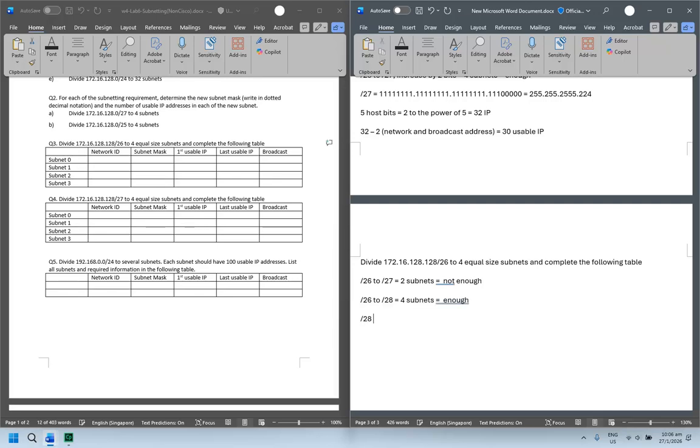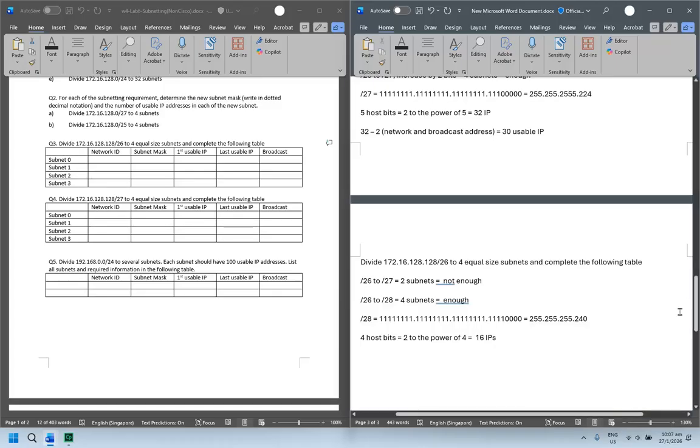So /28 will be equal to 8 ones, 8 ones, 8 ones, and 4 ones followed by 4 zeros. My new subnet mask will be 255.255.255.240. Based on our understanding, with the new subnet mask I will have 4 host bits, which equals 2 to the power of 4. Basically, I will have 16 IP addresses in every subnet.